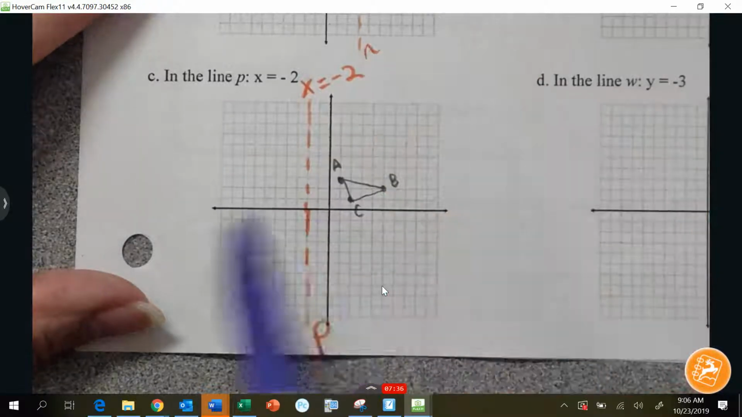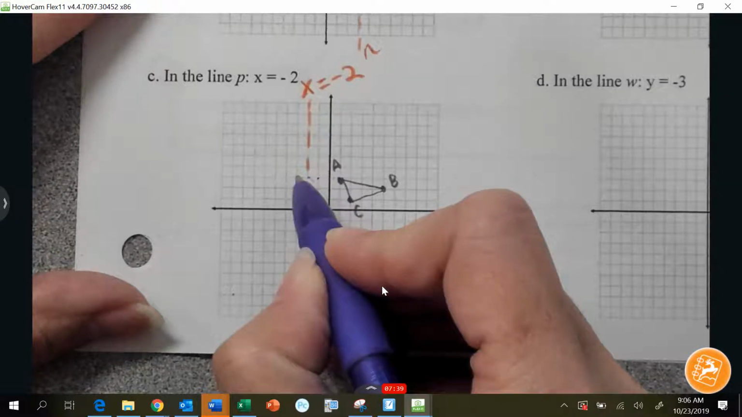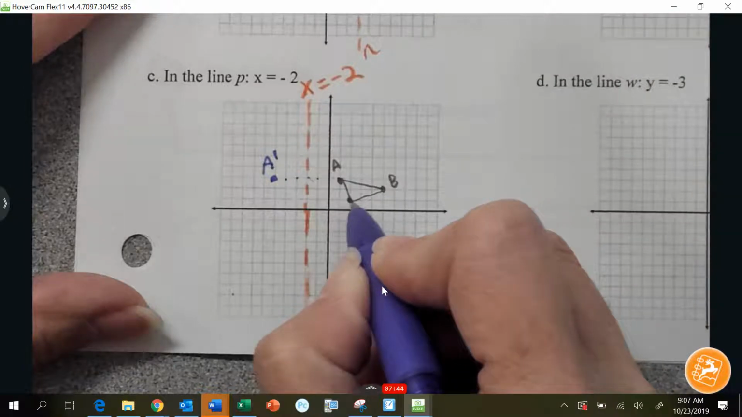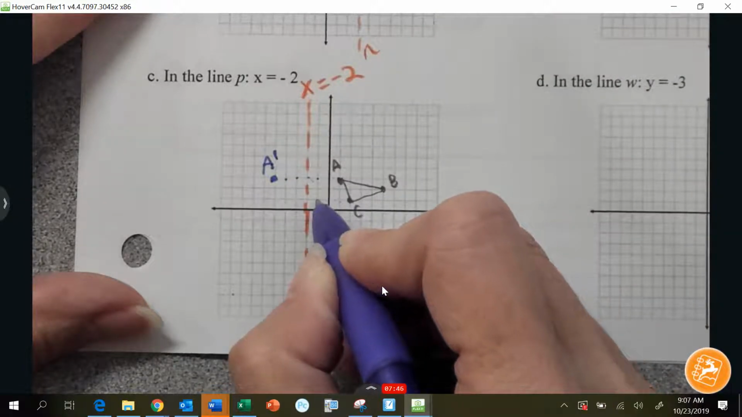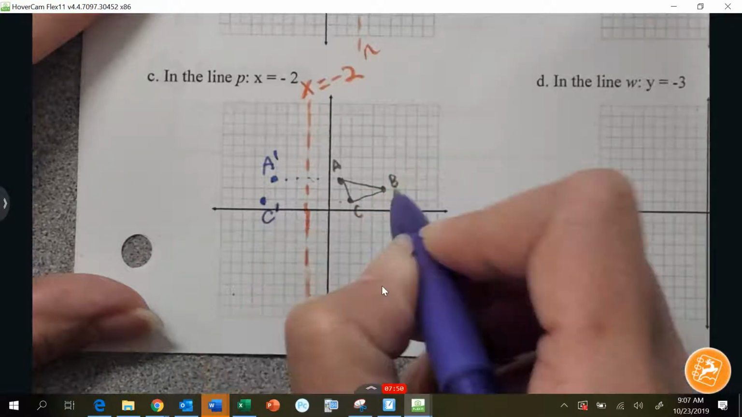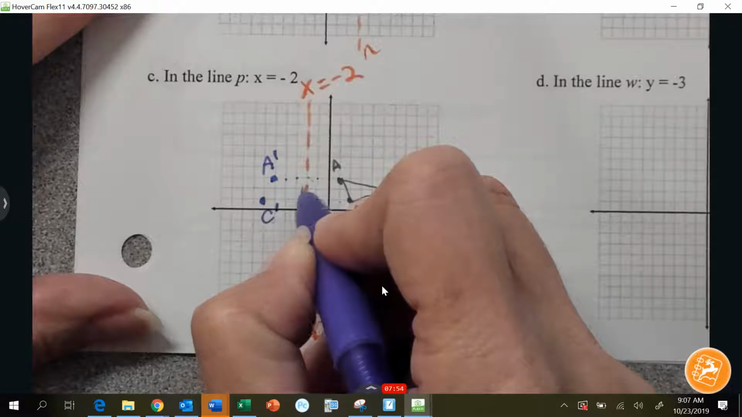Point A is 3 points from that line. So I go 3 points in the other direction for A prime. C is 1, 2, 3, 4 from the line. And B is 7 from the line.